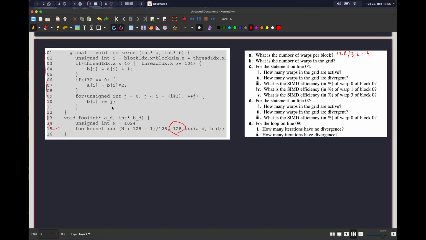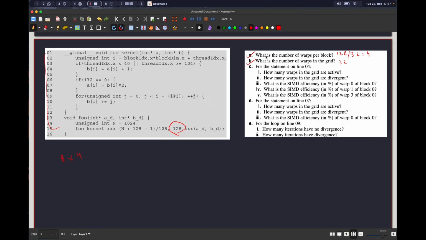1151 divided by 128 is 8.9. So 128 times 8 is 1024. So we will have 8 blocks. What am I doing? I could have directly divided 1024 by 128, not even requiring the calculator. So the total number of blocks will be 8. Each block has 4 warps. The total number of warps is 32. We are done with these two.